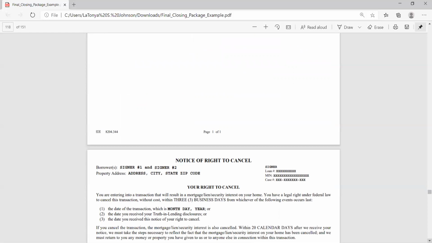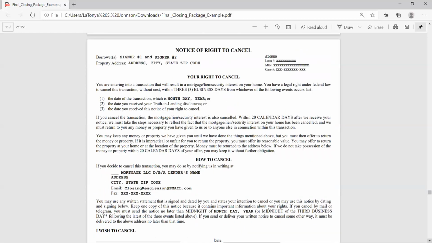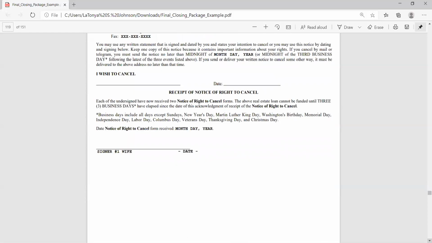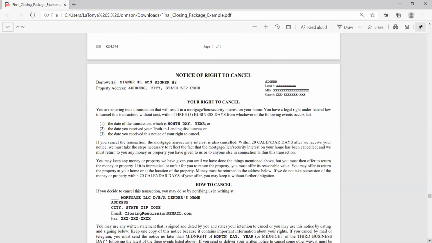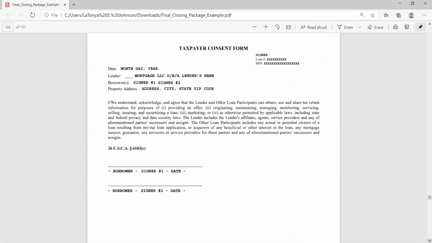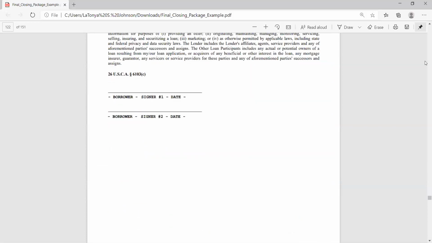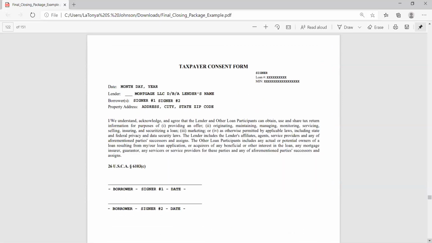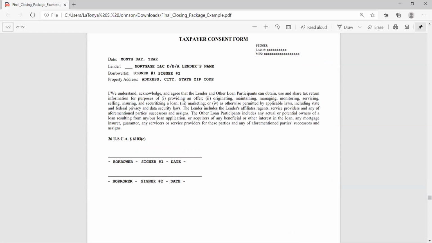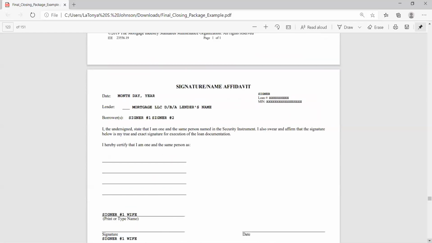And I mean, each person normally has to sign at least 2 of these, because they want to make sure that you know you have the right to cancel if you change your mind. Taxpayers' consent form, so that they can receive their tax information. Make sure that everywhere there's a signature, you put a post-it.